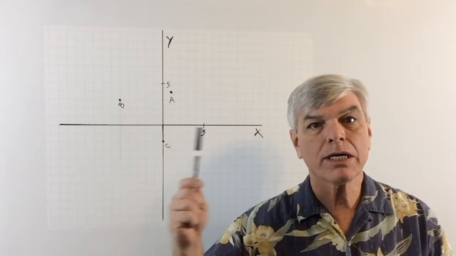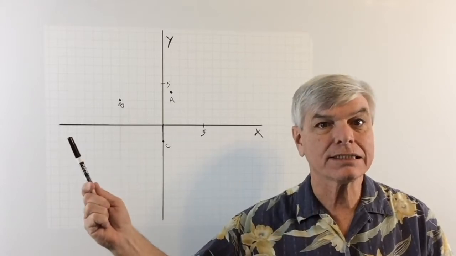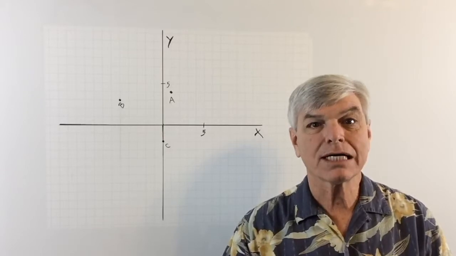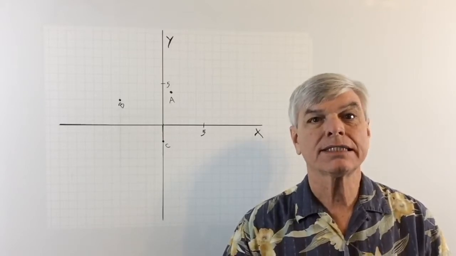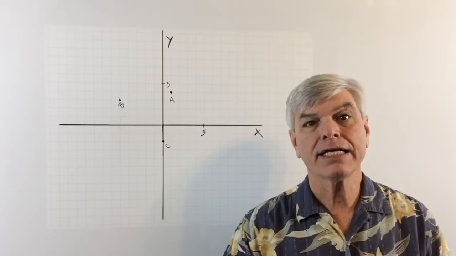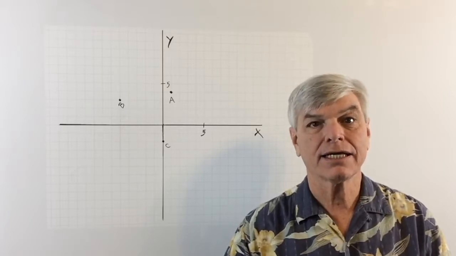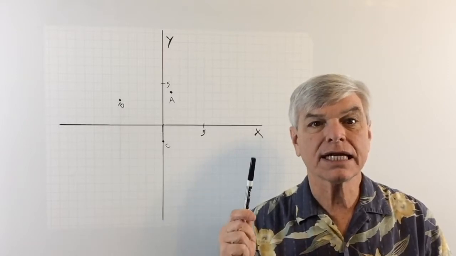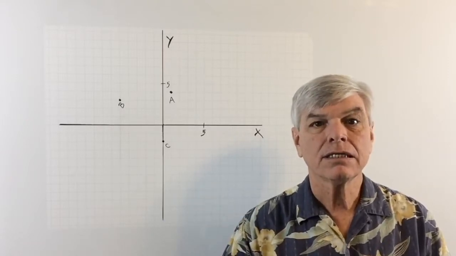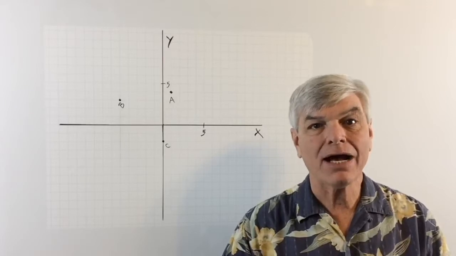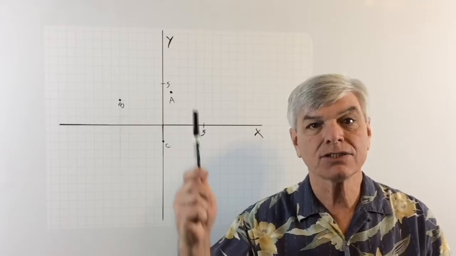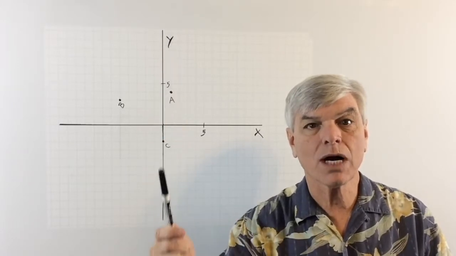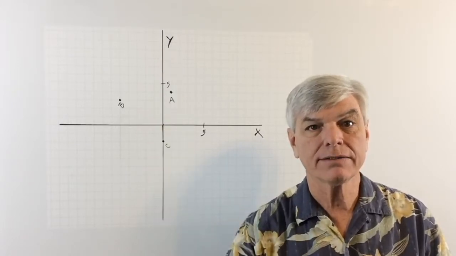Now, going east to west or west to east, or sideways, or horizontal, whichever way you want to say that, that is the x-axis. This is the x-axis right here. You can see that I've labeled it X. Going up and down, or vertically, is the y-axis. So this line here that you see is the y-axis, and I've labeled it Y.